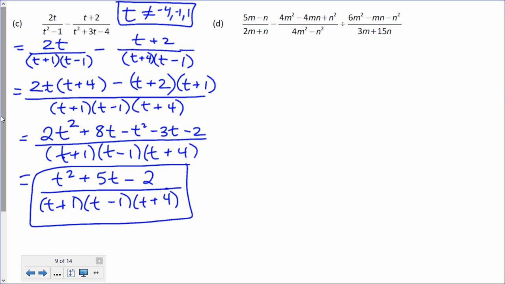So now, here's the trick with this one. I have a rational expression minus a rational expression divided by a rational expression. Okay, so I have a mixture of operations. So not only do I have to do the appropriate strategy, I also have to keep in mind what do I do first. A factor? That matters.